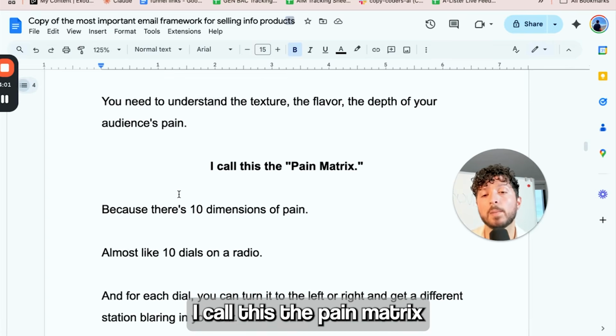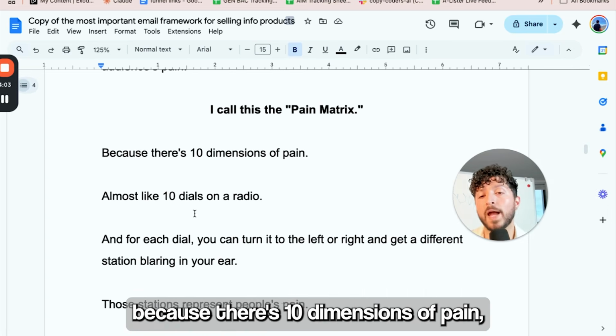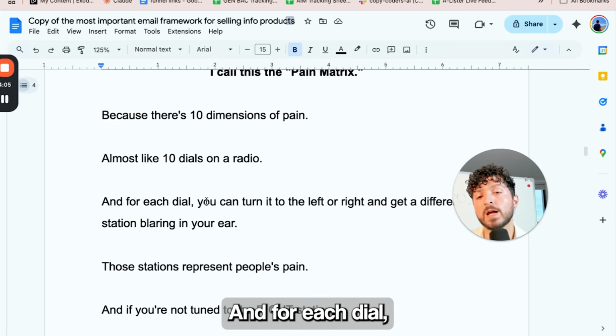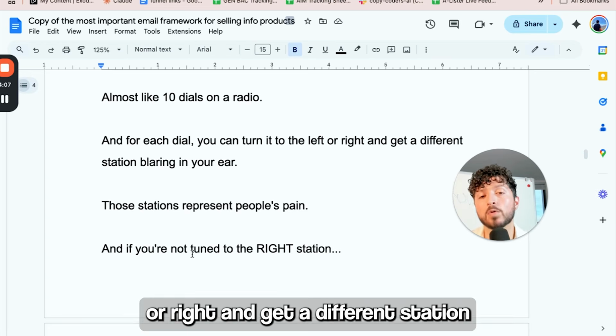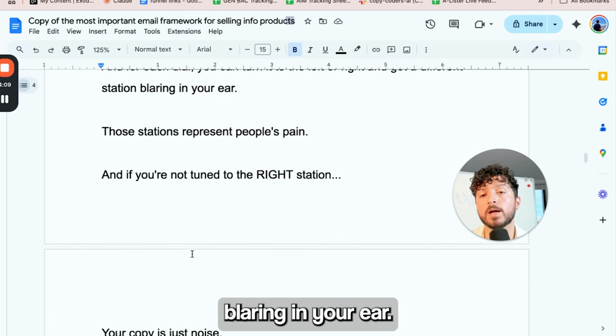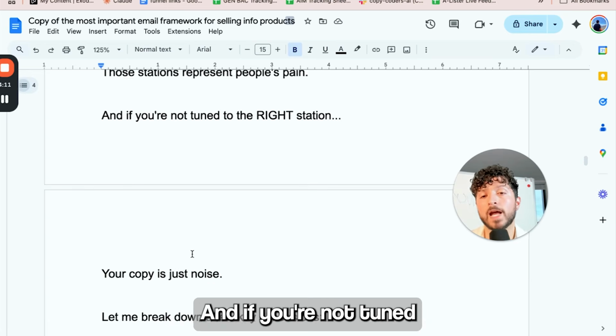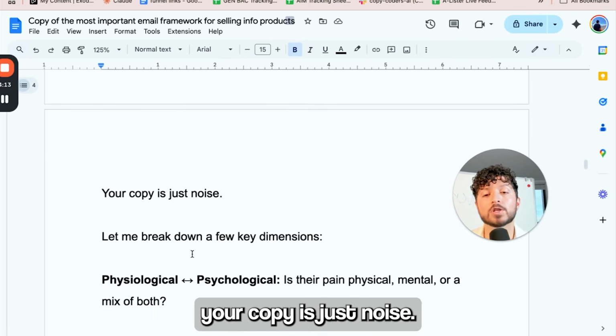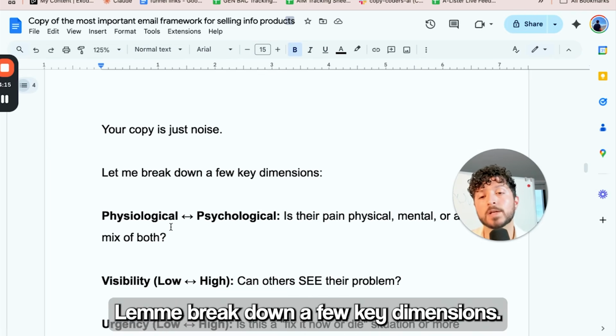I call this the pain matrix because there's 10 dimensions of pain, almost like 10 dials on a radio. And for each dial, you can turn it to the left or right and get a different station blaring in your ear. These stations represent people's pain. And if you're not tuned to the right station, your copy is just noise. Let me break down a few key dimensions.